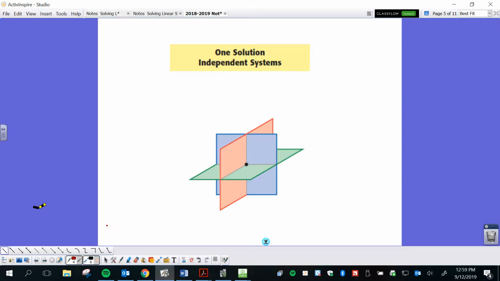So instead of our solution being just x, y, our solution now is going to be an x, y, and then z. You don't have to write this down. If you could draw that, that's amazing, but you don't have to draw it, okay? So that would be a consistent independent system because there's one x, y, z where all of those are meeting.